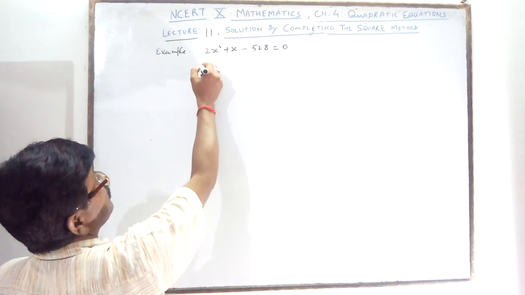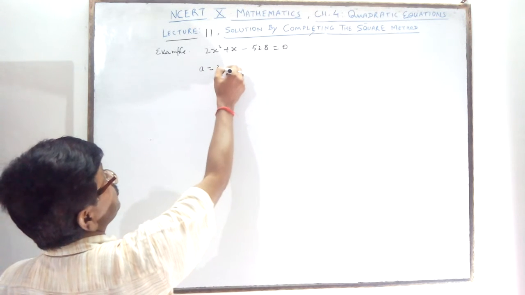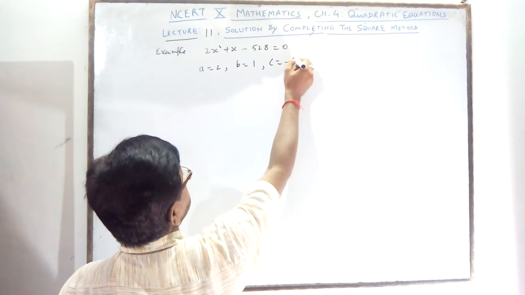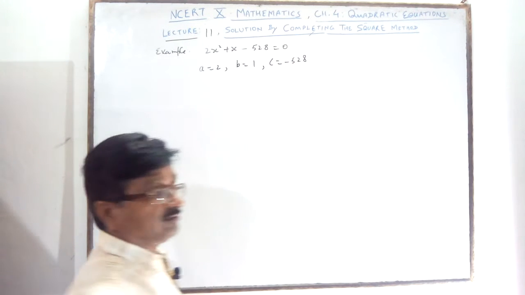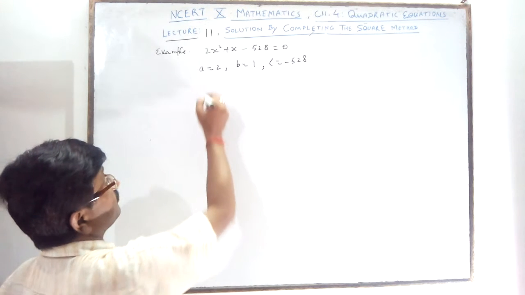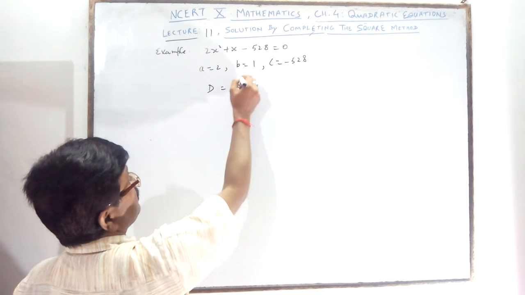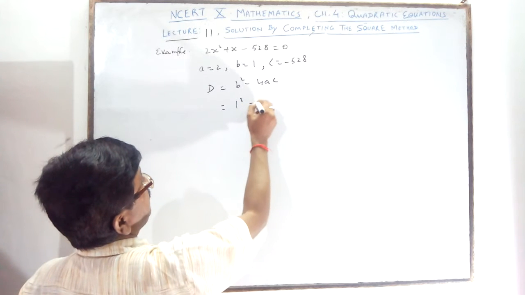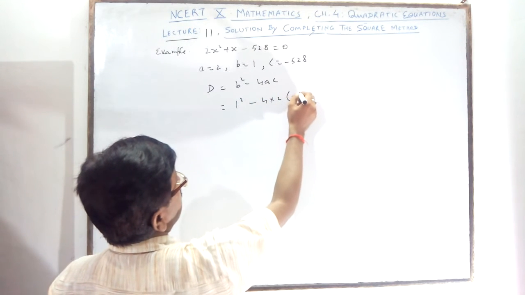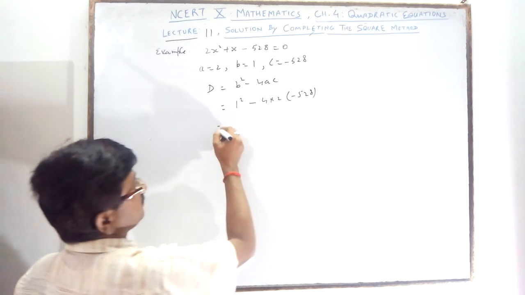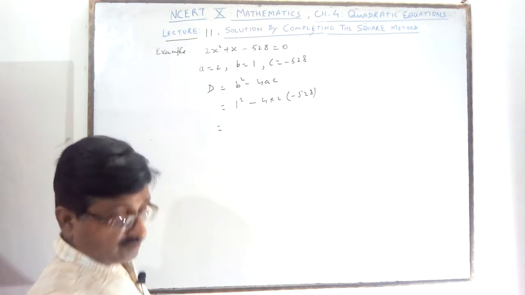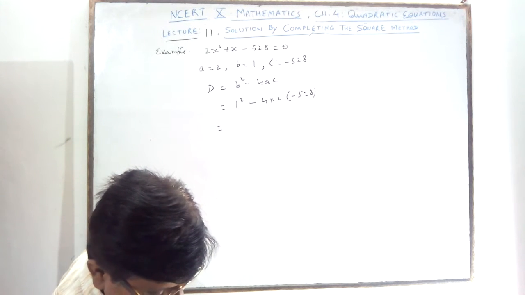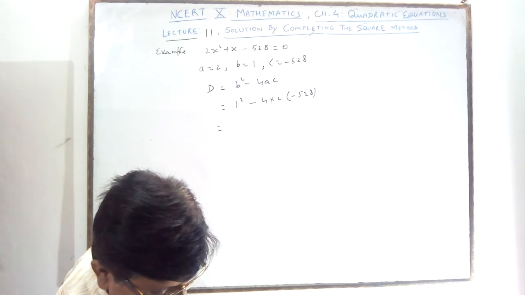Simply you solve it. What is the A? 2. What is the B? 1. And what is the C? Minus 528. Find out the discriminant D. What is the formula? D is equal to B square minus 4AC. 1 square minus 4 into 2 into minus 528. Simply you will find out the discriminant.